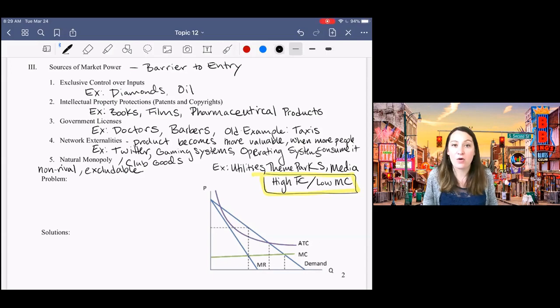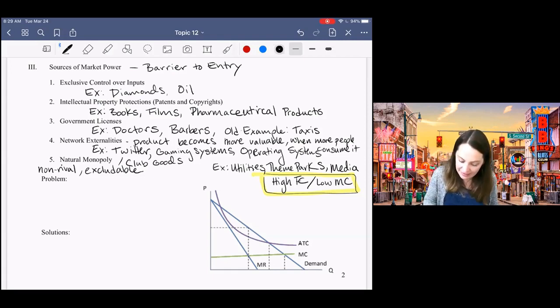Like when I think about electricity provision or water provision, having the infrastructure of water treatment plants and pipes running to everyone's houses, the cost of that is really high. The cost of me getting one more glass of water out of the tap is really low. It costs a lot of money to build Disneyland, right? The cost of letting one more person come in is really low. So we have this high fixed cost, high upfront investment, low marginal cost type of industry.